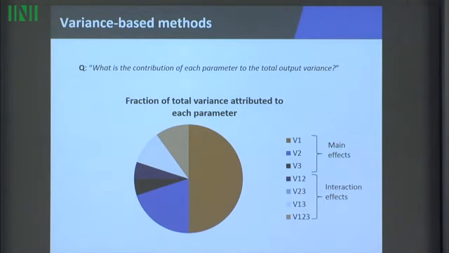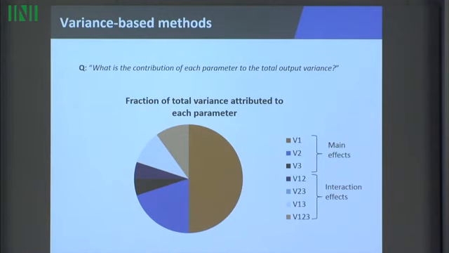I explicitly or implicitly introduced it already. If we consider the total output variance to be a circle of unit area 1, you can apportion each fraction of this circle to either a single model parameter, so to model parameter 1, to model parameter 2, or model parameter 3. That's what we call the so-called main effects. So that's the contribution of that parameter alone. And we have so-called interaction effects. So you can stratify the interaction between model parameters 1 and 2, 2 and 3, 1 and 3, and 1, 2, and 3.